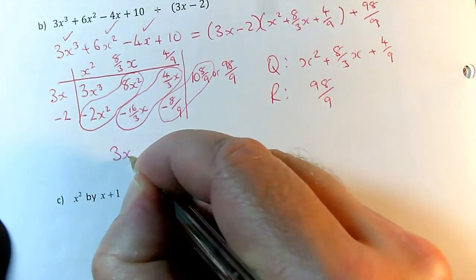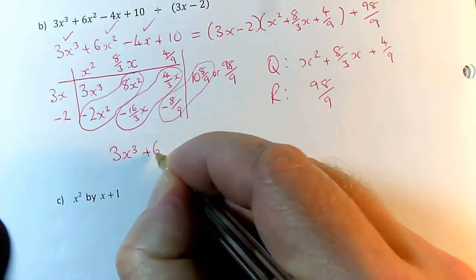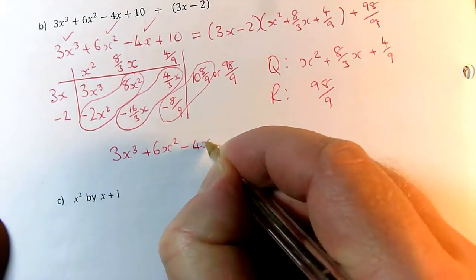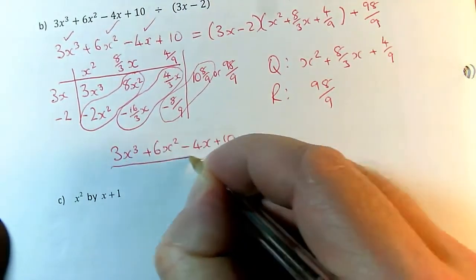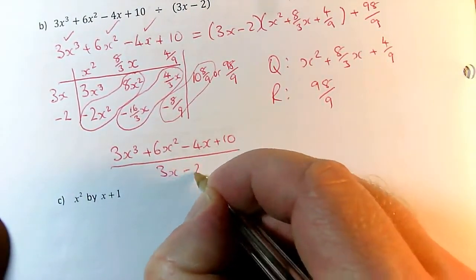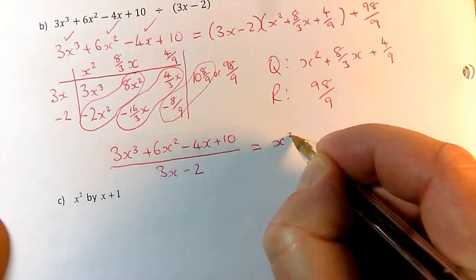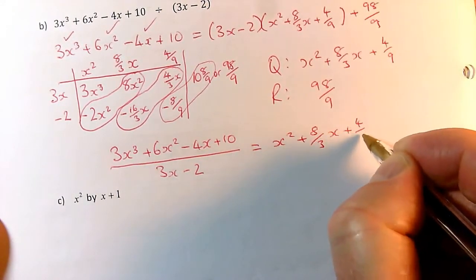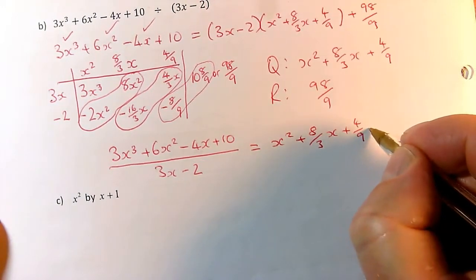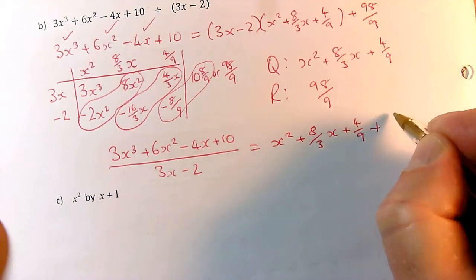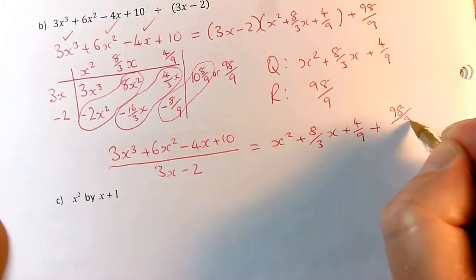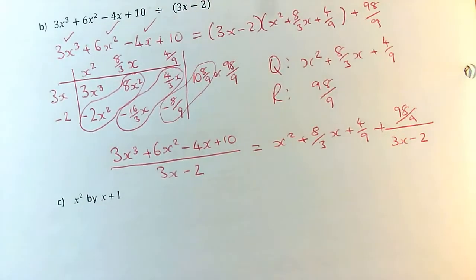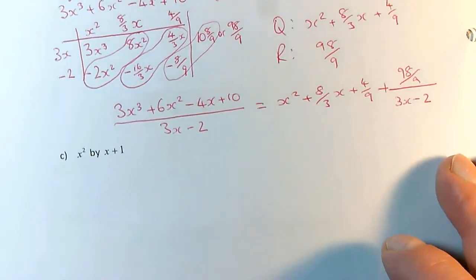So probably the commonest way you'll have to use this is to say that the 3x cubed plus 6x squared minus 4x plus 10, when we divide by the 3x minus 2, then the quotient part is just the cubic. So that is the bit that comes out as a pure polynomial, and then the bit that has to be left as a fraction is plus 98/9 divided by 3x minus 2. And I'm done. Okay, we've got a couple more to do.